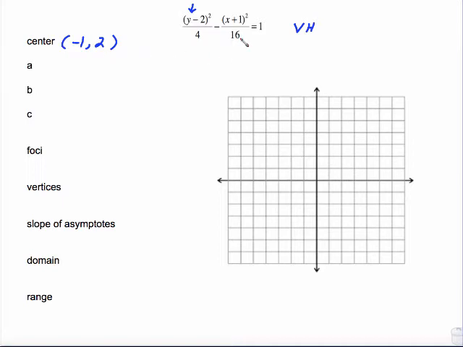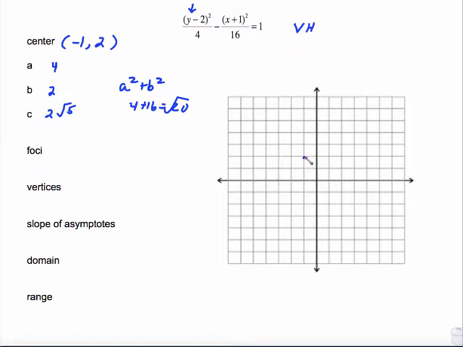Also, a is underneath x, so a is 4. B is underneath y, so that's 2. To get c, we will do a squared plus b squared. So a squared is 16, and b squared is 4, which equals 20. Take that square root and clean it up, it is 2 radical 5. Now, we decided it was a vertical hyperbola. So let's go ahead and start graphing this.